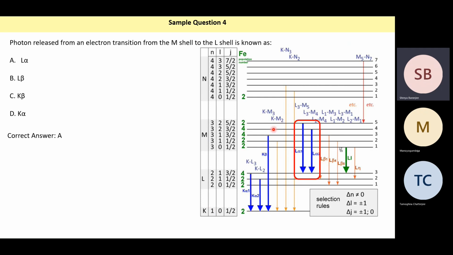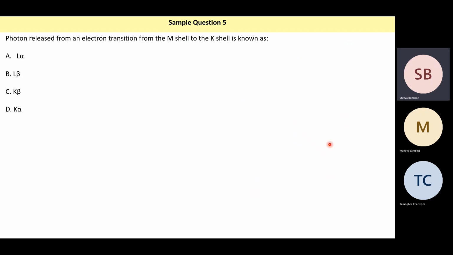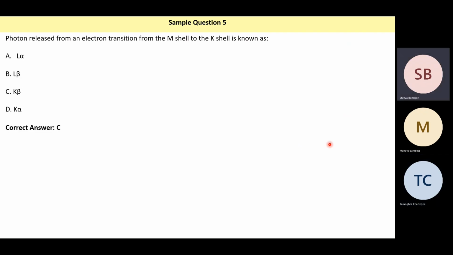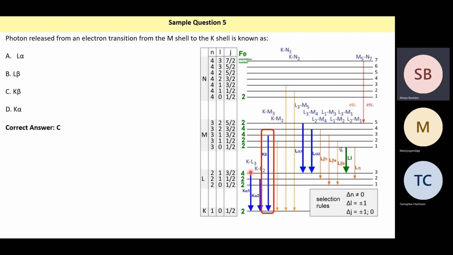As we had previously discussed, even in M you can have many different subshells, so even the L alpha transition can have different energies like L alpha 1, L alpha 2, and so on. The next question is, if a photon is released from an electron transition from the M shell to the K shell, what is that transition known as? This will be K alpha. It's K beta actually, because it's M to K. So L to K is K alpha, M to K is K beta.